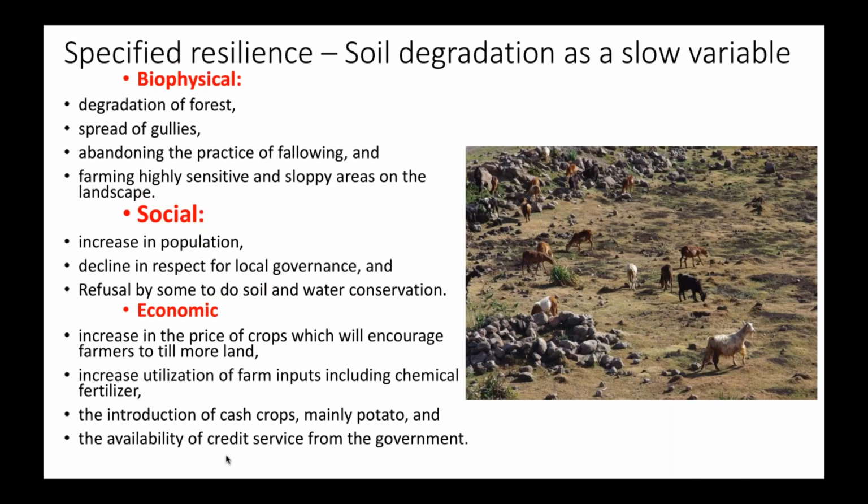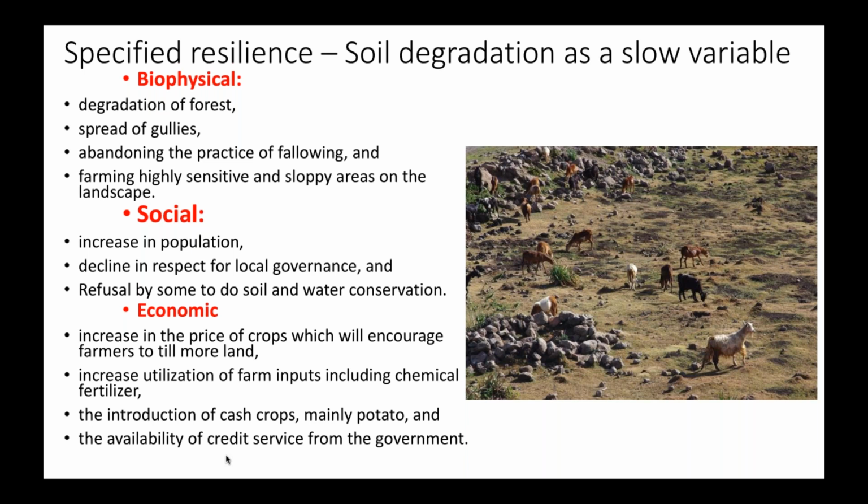In our case, the local community identified soil degradation as the specified resilience. Soil degrades very slowly. It is a slow variable. You don't even notice when it degrades, but at some point it can reach a point of no return, a regime shift, as you know. So you can analyze using these components: the biophysical, the social, and the economic.